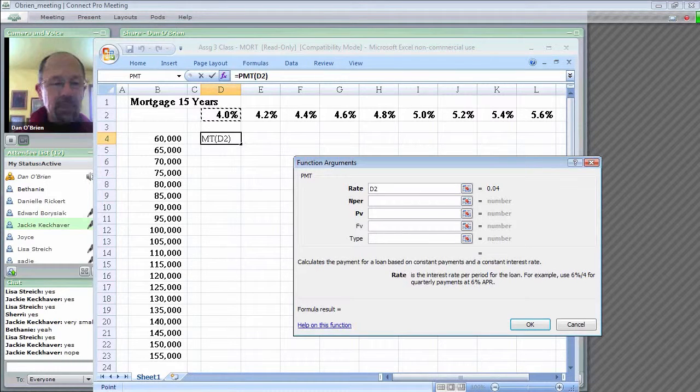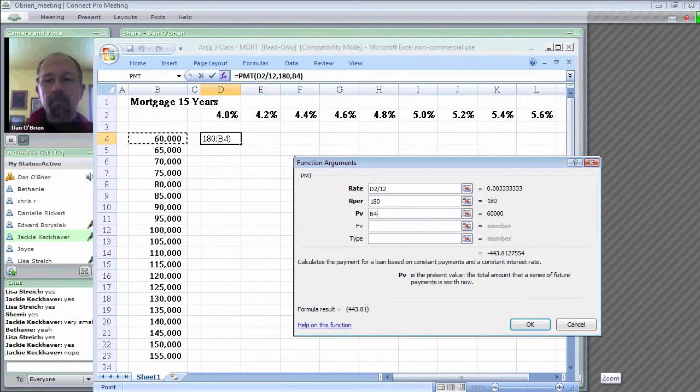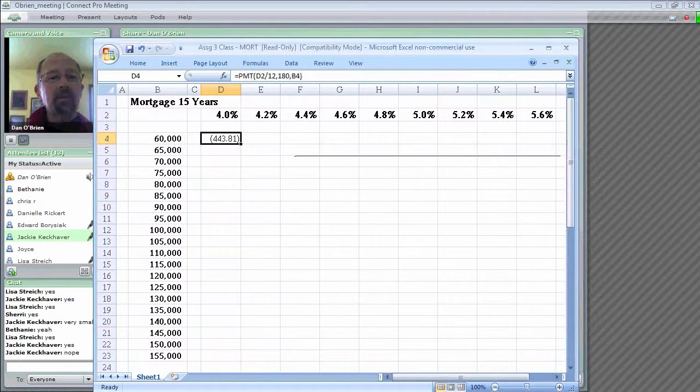Now this payment was set up for yearly calculations of interest. So I'm going to go D2 divided by 12, because it's a monthly payment type scenario. Number of payments are going to be 180, which is 15 years times 12 monthly payments. And then the value of the mortgage is going to be B. And then I'm going to hit OK. And it gives me my monthly payment.